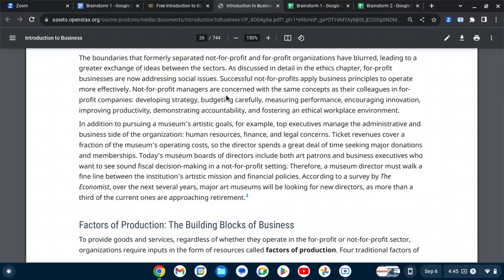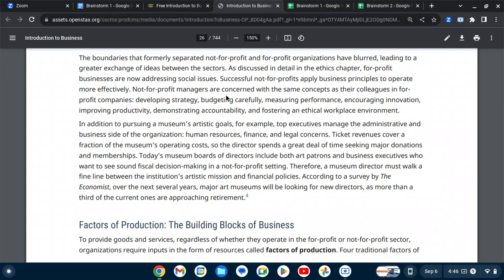In addition to pursuing a museum's artistic goals, for example, top executives manage the administrative and business side of the organization: human resources, finance, and legal concerns. Ticket revenues cover a fraction of the museum's operating costs, so the director spends a great deal of time seeking major donations and memberships. Today's museum boards of directors include both art patrons and business executives who want to see sound fiscal decision-making in a not-for-profit setting.